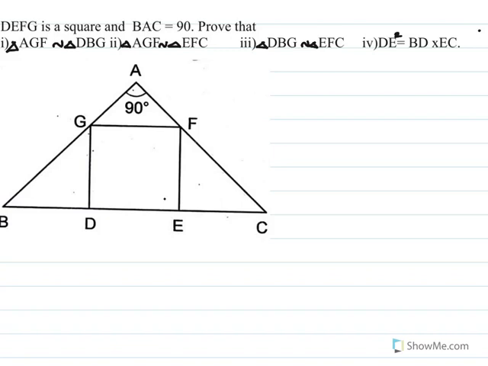DEFG is a square. So here you have a square. Square means all sides equal, angles 90. And angle BAC is 90. So this angle is given as 90. So we need to prove the triangles are similar.